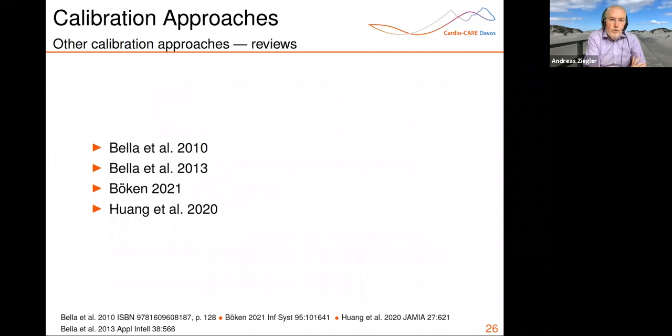Other calibration approaches are available as well. And here on this slide, I just list 4 different papers, 2 by Bella. She has primarily been working on calibration. And then there are 2 quite recent reviews. One is the already mentioned paper by Birken, and another one is by Huang published in JAMIA. I think these are 4 nice references that can be used as a starting point if you want to dig into this area deeper.